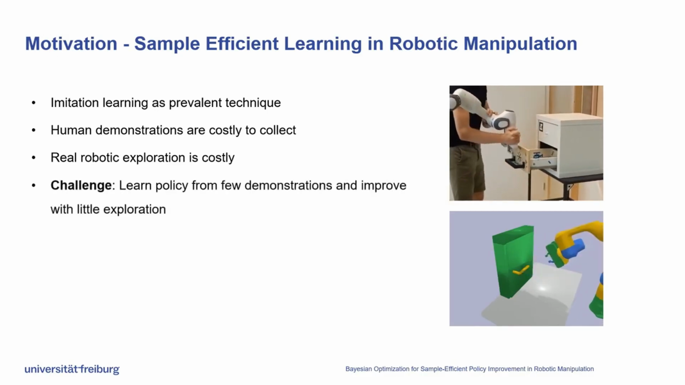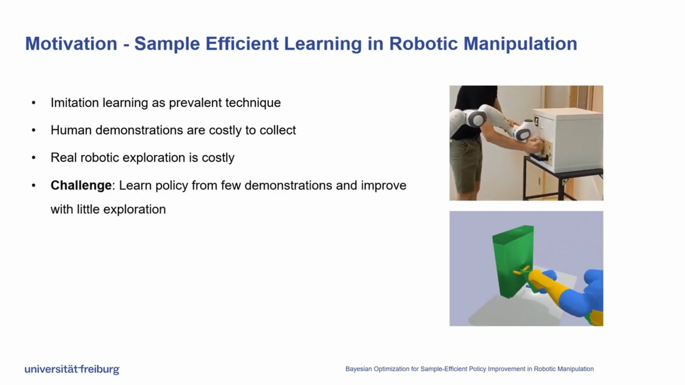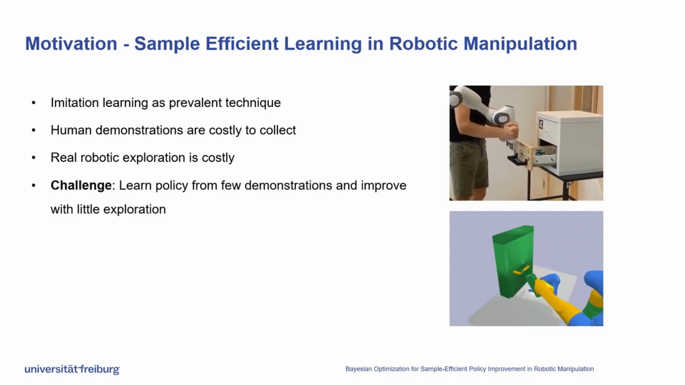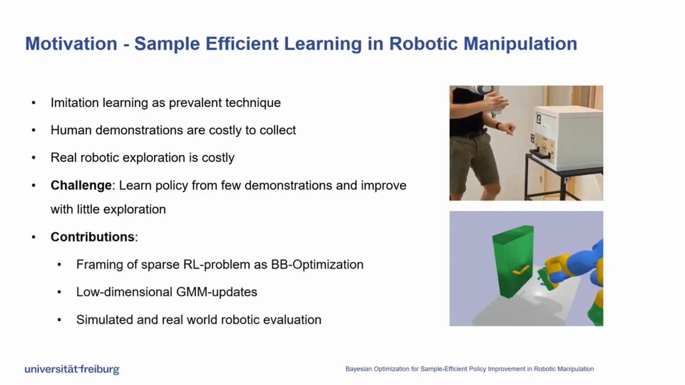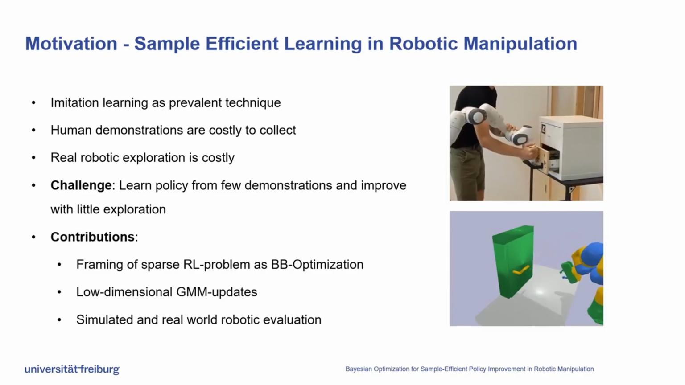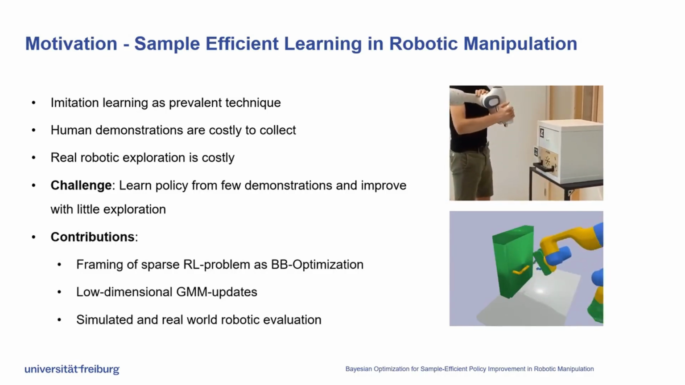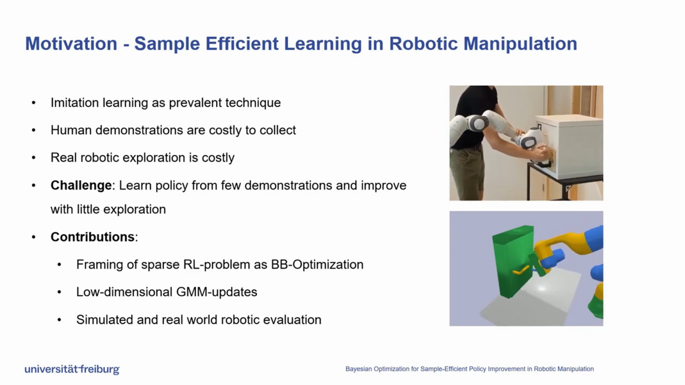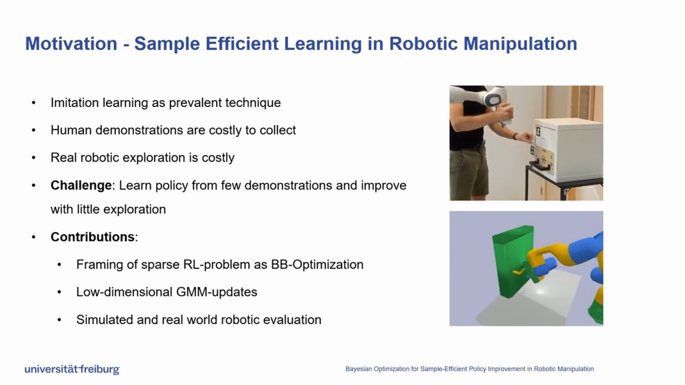Thus, the challenge of imitation learning is to initialize from as few demonstrations and improve with as few additional exploration steps as possible. In this work, we present a framing of a sparse RL problem as black box optimization. We introduce a low-dimensional GMM update to aid policy improvement. We demonstrate the effectiveness of our approach in simulated and real-world robotic tasks.